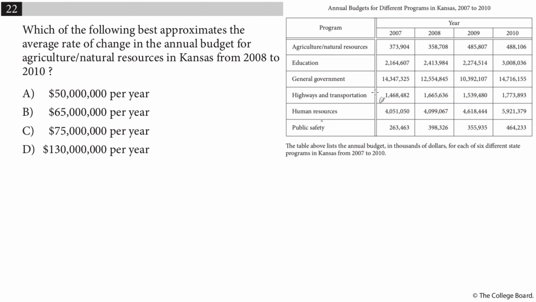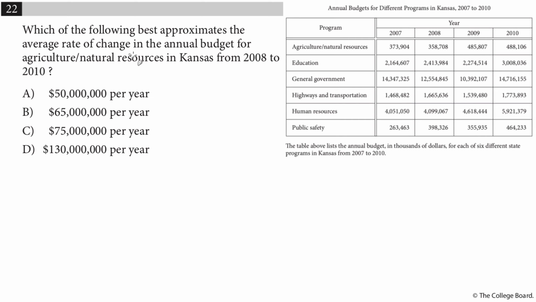Okay, so in this problem we have this table. I apologize that it is so small. I had to make it small to have it all fit on the screen at the same time. And we want to know which of the following best approximates the average rate of change in the annual budget for agriculture and natural resources in Kansas from 2008 to 2010.